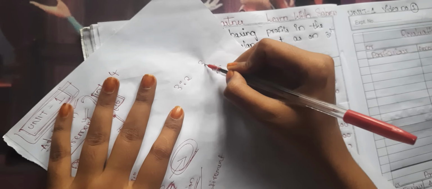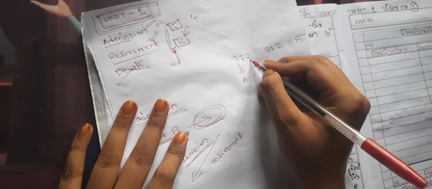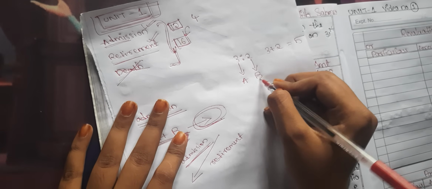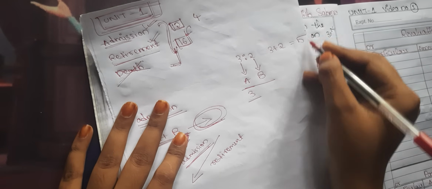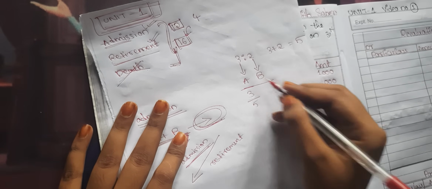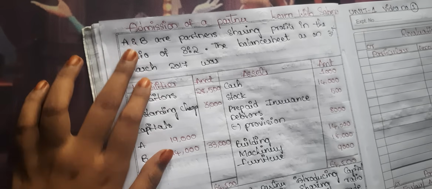3:2 means you need to add 3 plus 2, which is 5, so 5 will be in the denominator. This 3 is for A, this 2 is for B. So for A it is 3 by 5, and for B it is 2 by 5. So this is the profit sharing ratio of A and B.